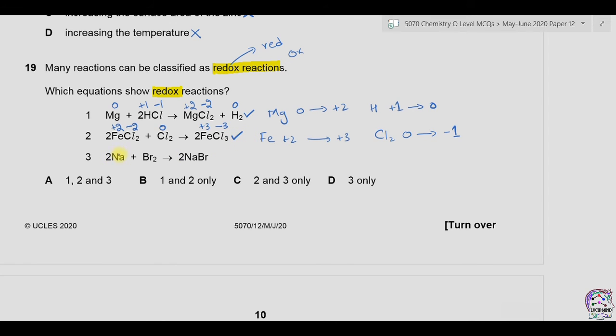For the third option we have sodium, as sodium is an element, the charge is 0. For the bromine molecule the charge is 0 again. For NaBr we have +1 charge on sodium and -1 for bromine. So sodium has oxidized. Sodium goes from 0 to +1 while bromine goes from 0 to -1. As both oxidation and reduction take place, this is also an example of redox reaction. So the correct option is A.